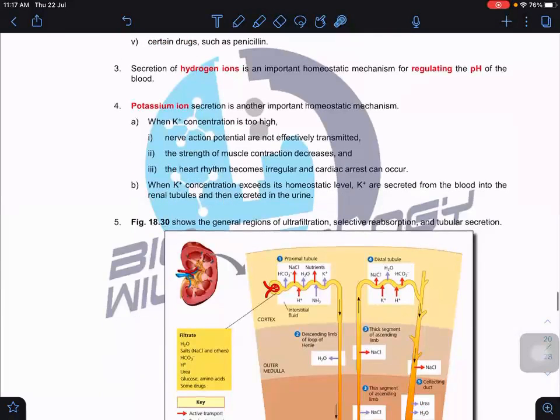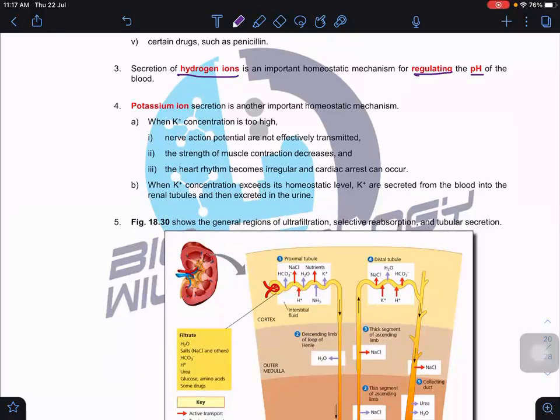And we do know that hydrogen ions mean we regulate the pH. So if, let's say, in our blood the pH is low because of a high concentration of hydrogen ions, then our body will be able to do this tubular secretion by secreting the hydrogen ions into the renal tubule.